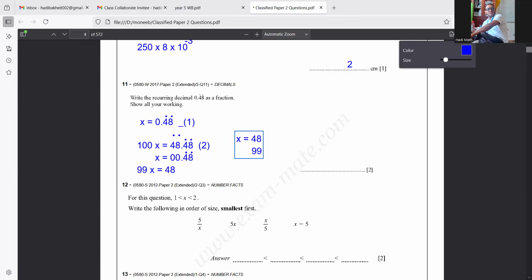You can simplify by dividing both of them by 3. 48 divided by 3 is equal to 16, and 99 divided by 3 is equal to 33. So this is your simplest form. The answer here is going to be 16 over 33. This is how you do it.